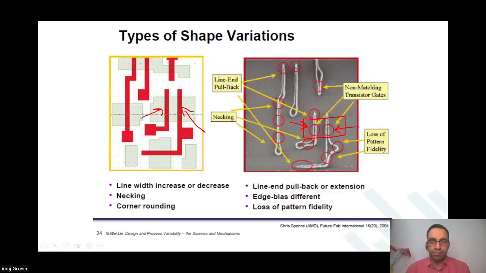Sir, I had to ask one thing: the right side that you are showing is a simulation of this left side layout, kind of. Is it a simulation of how the poly would finally turn out? So even before manufacturing, we are able to see this kind of thing. Yes, even before manufacturing, there are simulators that can model your resolution enhancement techniques, that can model your process, and that can give you this kind of a view.